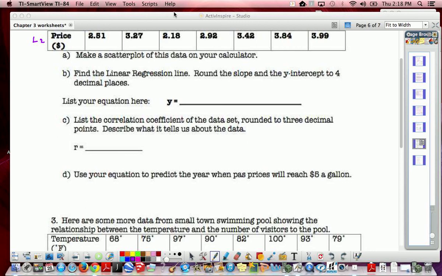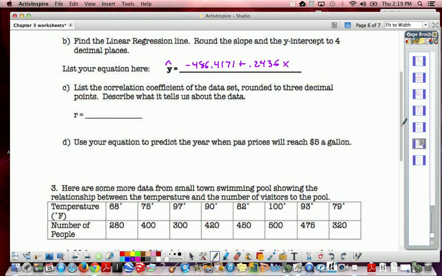So my equation, y hat, is going to be negative 486.4171, 4 decimal places, plus 0.2436x. So I got my prediction line equation. Part C asked me for my correlation coefficient, which was 0.789, and that was asked to be rounded to 3 decimal places. And it asked you to describe what it tells us about our data.